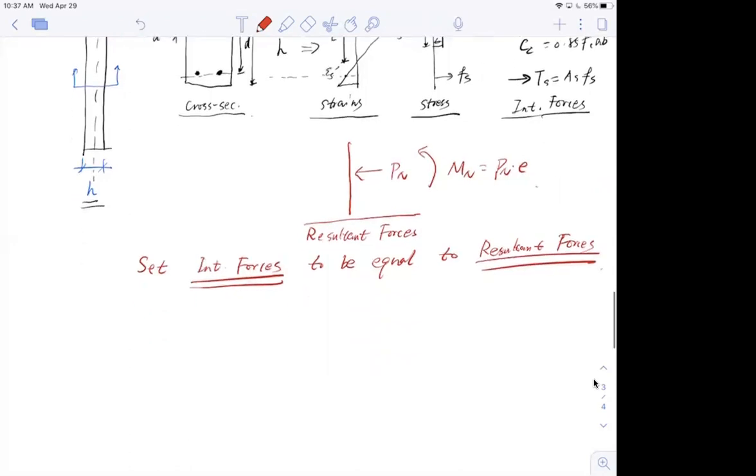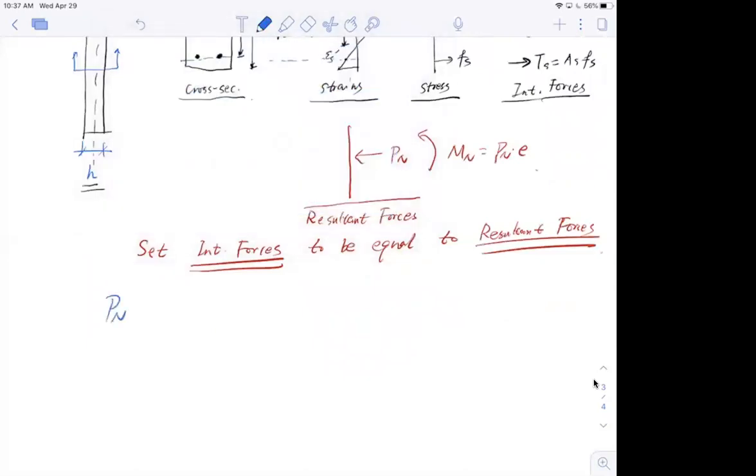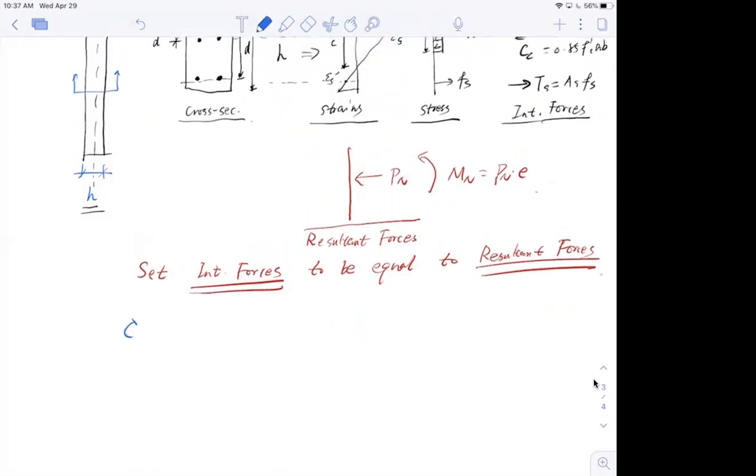Okay, that means Pn. I'm going to use blue here to differentiate. So Pn, well, left or right, right? The internal forces in this case are Cc plus Cs, the compression, right? And that has to equal the total compression forces. So here on the right-hand side, this is Pn.